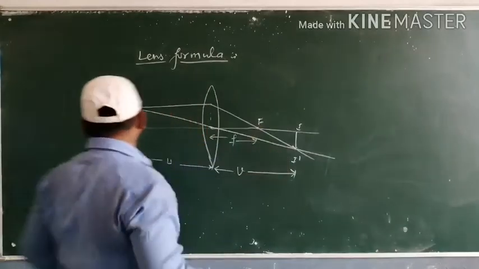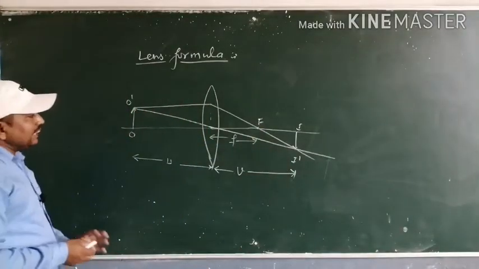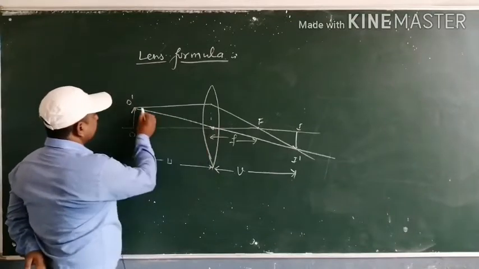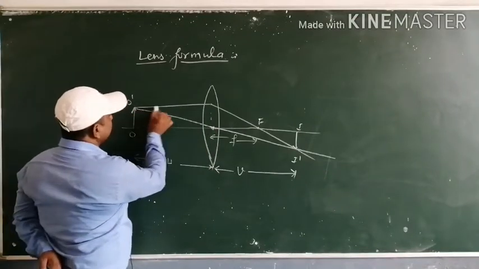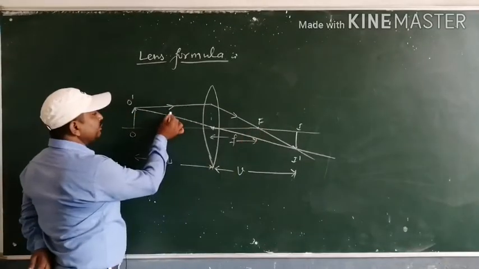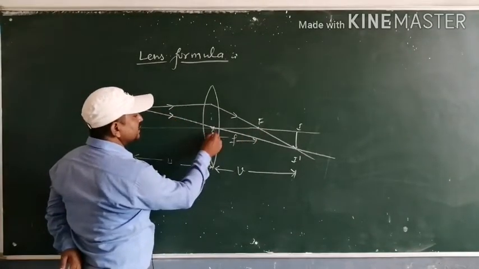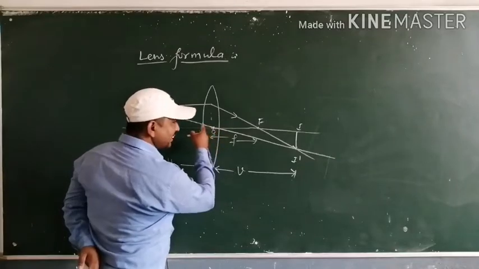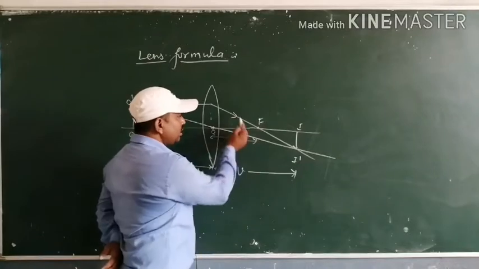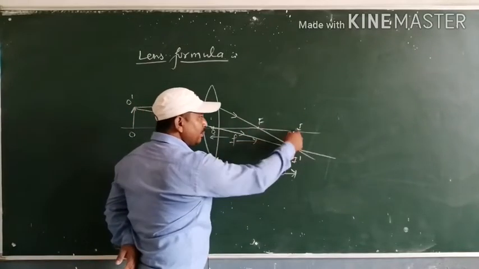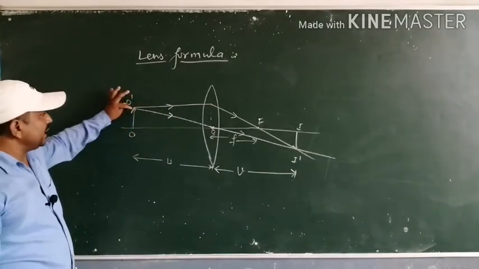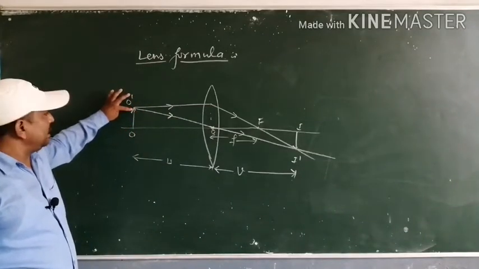Now you are seeing that the object is O dash, and a light ray which is coming parallel to the principal axis after refraction passes through the focus, and a light ray which is incident through the optical center passes in a straight line direction. The intersecting point of these two refracted rays forms the head of the image, because these two incident rays are coming from the head of the object.